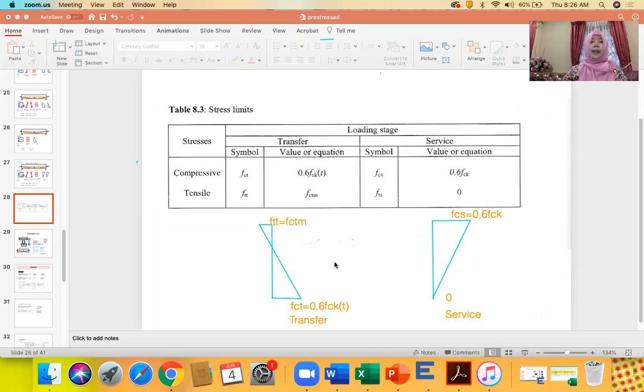Okay, now we have understood that the stress limit in a prestress is, the diagram is like this. FTT at the top fiber is equal to FCTM. The bottom fiber, FCT is equal to 0.6 FCKT, while for the service, top fiber will experience compression and at the bottom, tensile, but tensile is not allowed here. Therefore, because the value here is 0, meaning that no crack at all. It shows that cracking is not allowed. Okay, that is the stress limit.